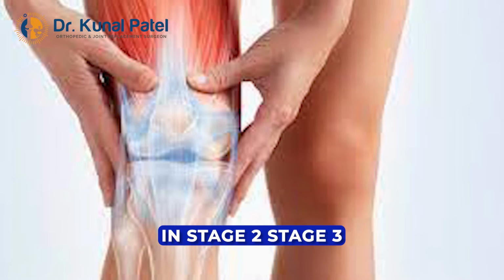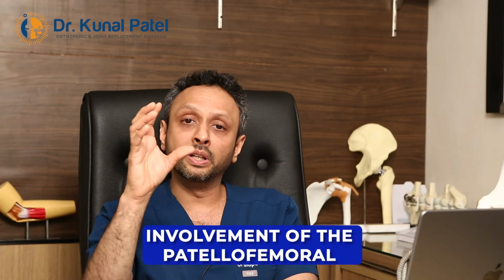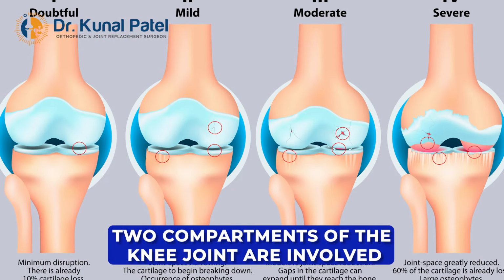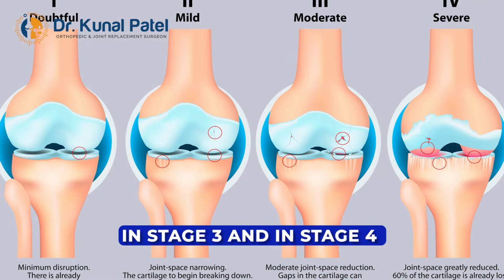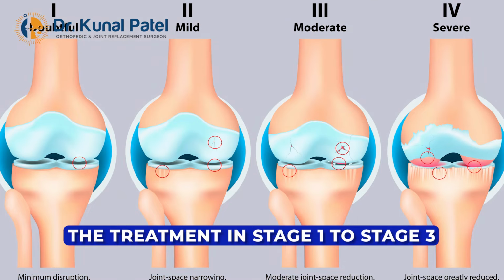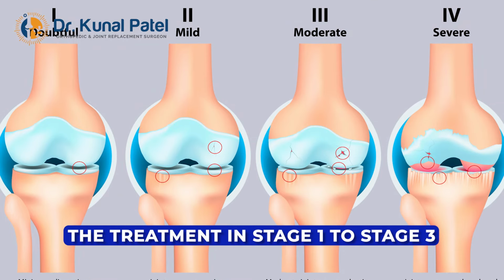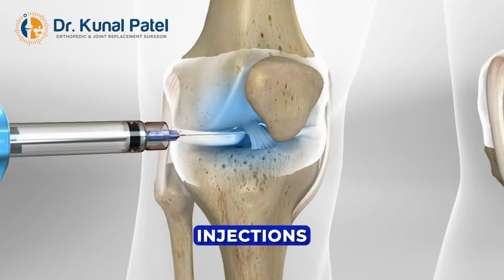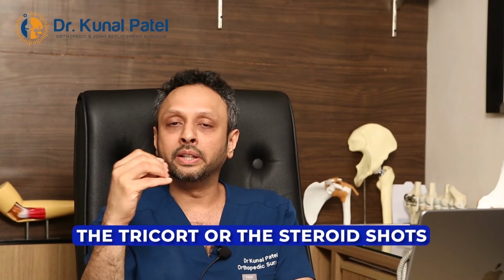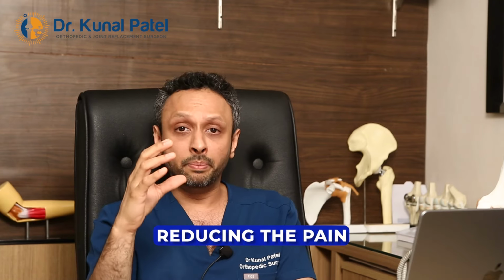In stage 2 and stage 3, this is something like a moderate arthritis, where there is involvement of the patellofemoral joint as well as one compartment of the knee joint. So 2 compartments of the knee joint are involved in stage 3, and in stage 4 all 3 compartments are involved. The treatment in stage 1 to stage 3 lies with injections, where we have the gel injections as well as the steroid shots. These help in reducing the pain.